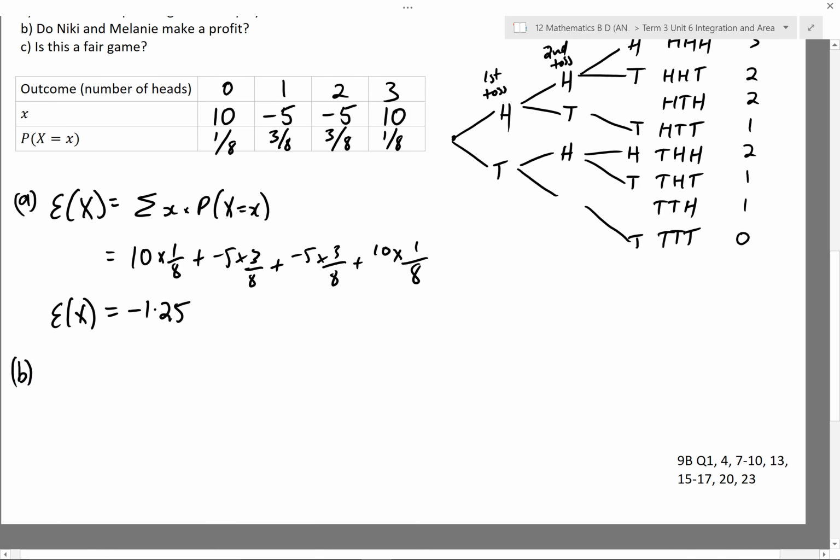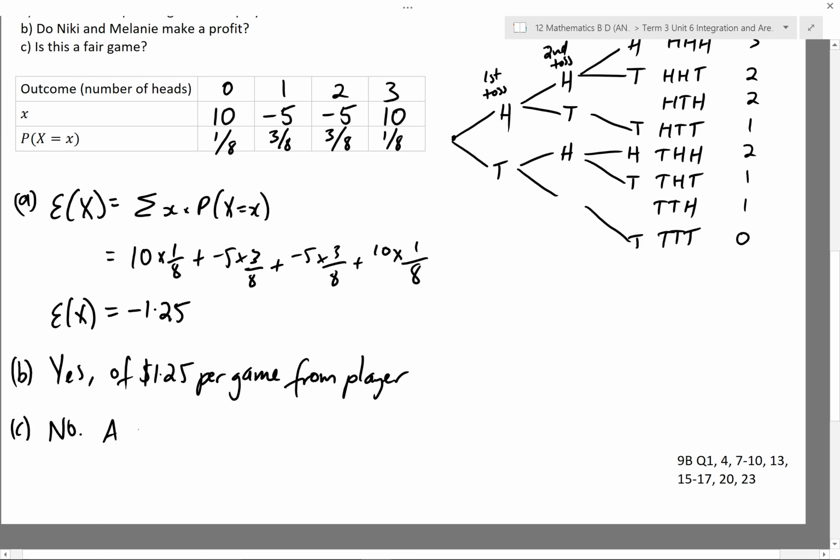For part B, do Nikki and Melanie make a profit? I'd say yes, of $1.25 per game from the player. And part C, is this a fair game? No. A fair game has an expected value of 0. So a follow-on question could be, how could you make the game fair?